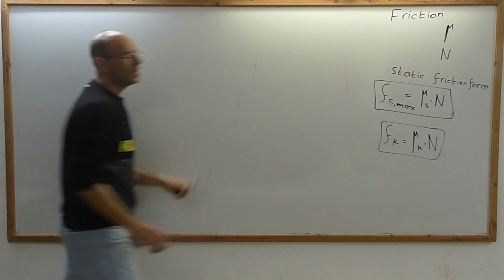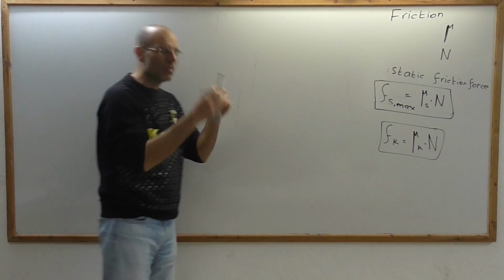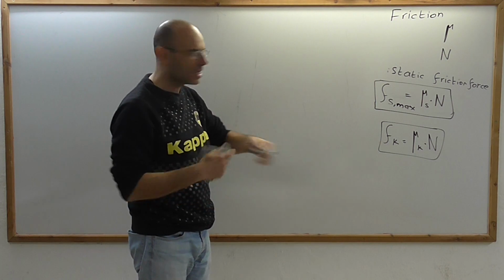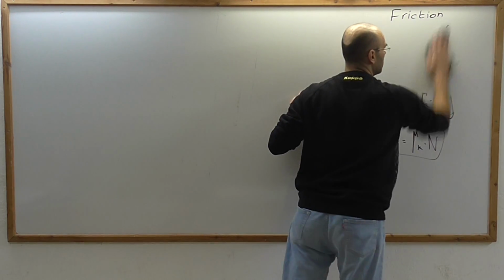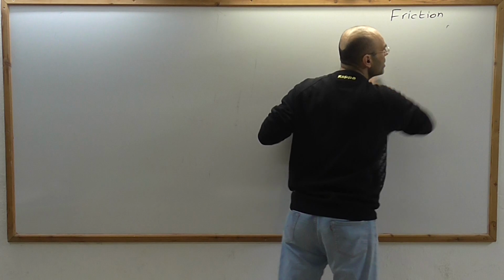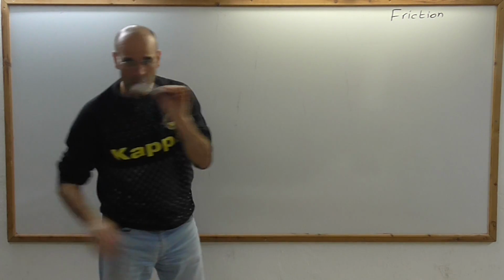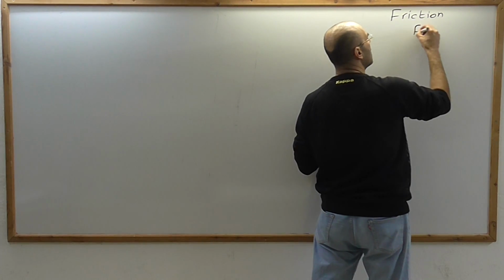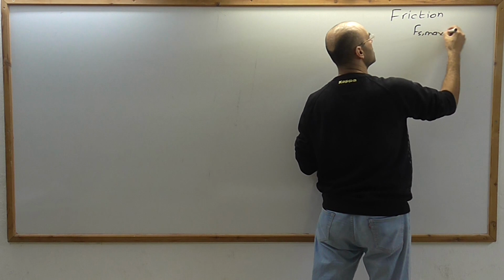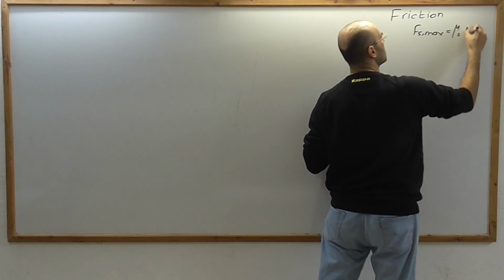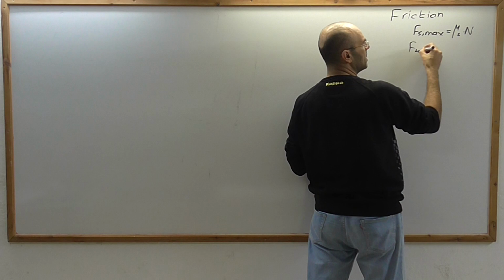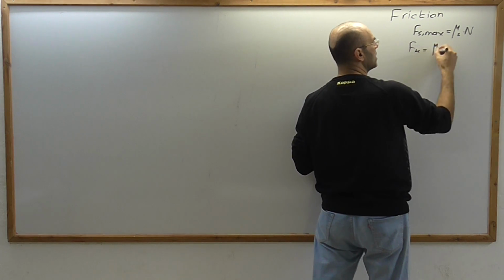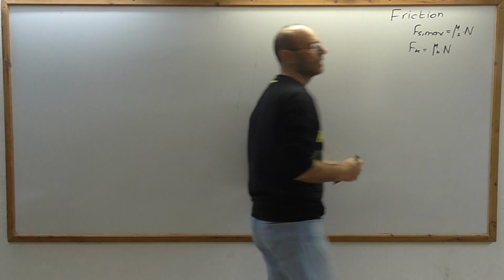Okay, so now let's see how we solve problems. We'll go very slowly in order to see how to work with them. So we only have 2 equations. Fs max equals mu static multiplied by normal. F kinetic equals mu kinetic multiplied by the normal.